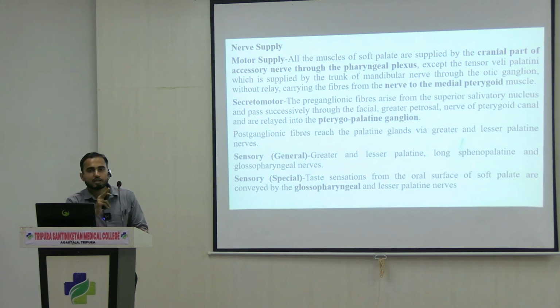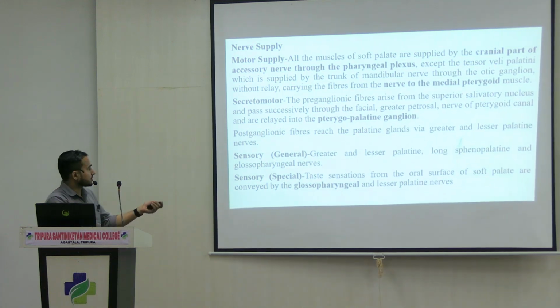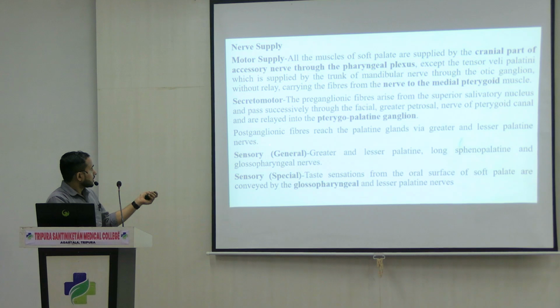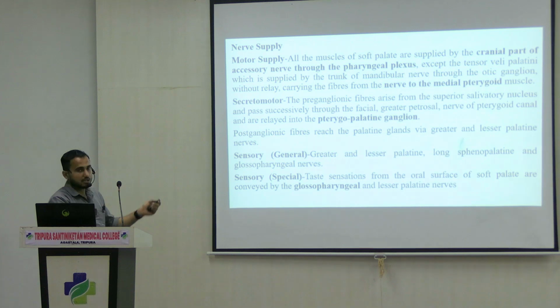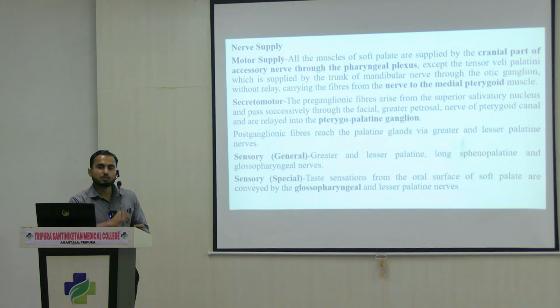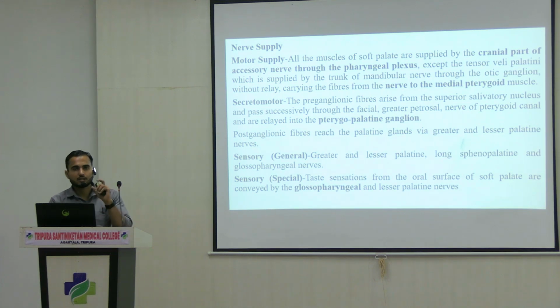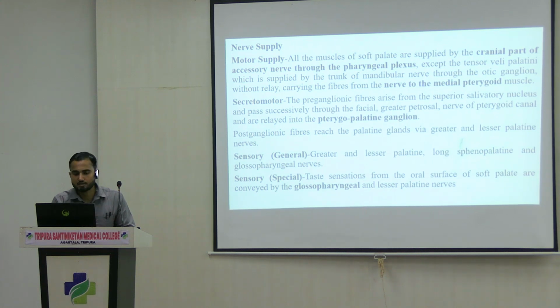After that, the fibers coming out of the ganglion are called postganglionic fibers, and they are completely secretomotor fibers. As you can see, postganglionic fibers reach the gland via the greater and lesser palatine nerves. That's why the pterygopalatine ganglion is important. Along with the pterygopalatine fossa, you have studied the ganglion. Don't ignore it, it is very important. These are the fibers responsible for secretion of the palatine glands.